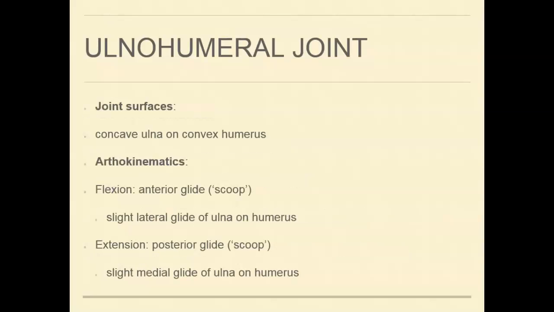The joint surfaces of the ulnohumeral joint are as follows. The ulna is concave on a convex humerus. Therefore, the arthrokinematics for flexion are an anterior glide with a slight lateral glide of the ulna on the humerus, which is sort of a scoop motion due to the coronoid process of the ulna. Extension is created with a posterior glide or scoop with slight medial glide of the ulna on the humerus.